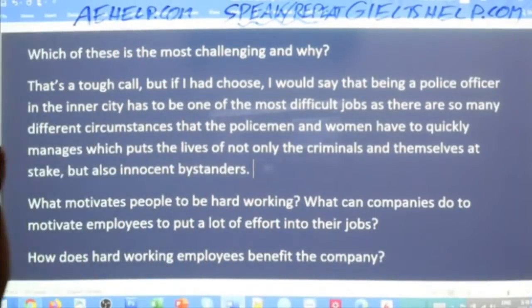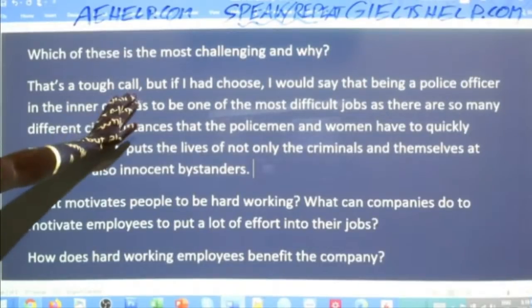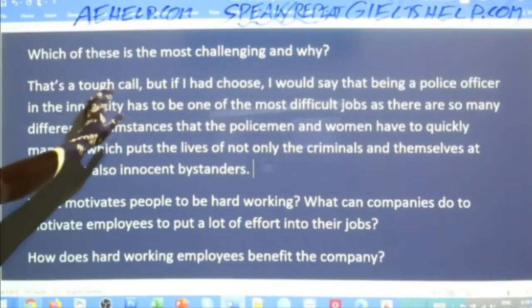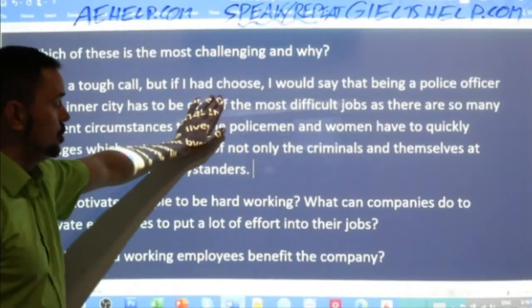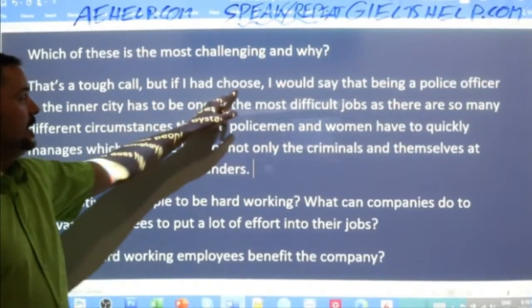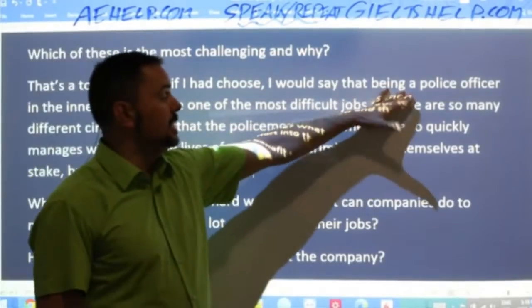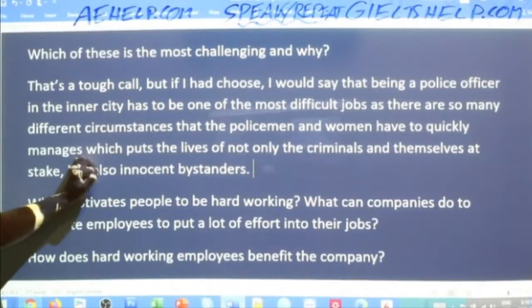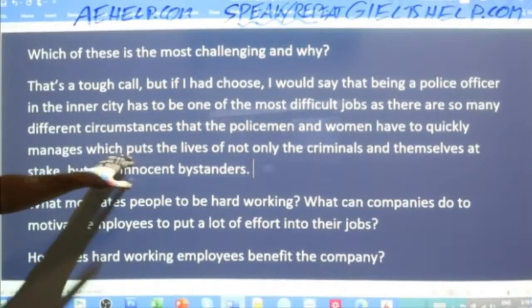Notice the complex grammar. Okay, notice the idiomatic language. Remember this expression, it's a nice one. That's a tough call. So this idiomatic expression means it's a difficult decision or it's a difficult choice. So that's a tough call. But if I had to choose, so here I'm combining this with a conditional. If I had to choose, it's an unreal condition. I would say that being a police officer in the inner city, so I'm giving more detail. Okay? And again, I'm explaining why, so I have a very clear explanation.